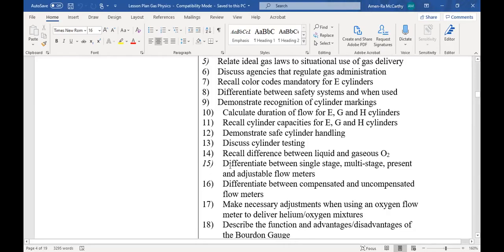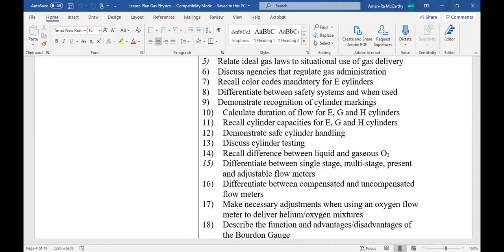Differentiate, how do you say that word? Differentiate between single stage, multi-stage, preset, and adjustable flow meters. Now we're getting into how we deliver the oxygen that we just talked about to the body. Do we just put our mouth on the cylinder? No. There are regulators that we put on that bring that pressure down, because that will blow your mouth open.